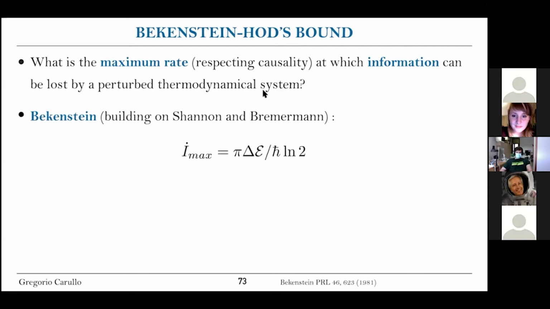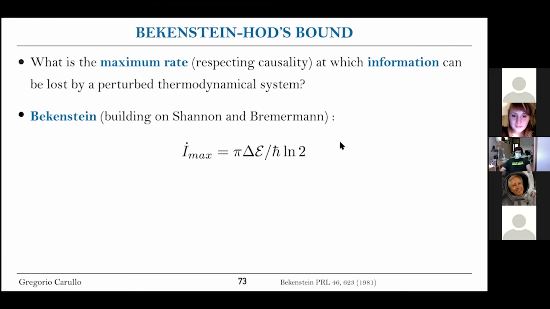And the result for a generic thermodynamical system was derived by Bekenstein in 1981, where he derived that the maximum average rate of information is essentially proportional only to this delta epsilon, which is the energy of the signal in the receiver's frame. So it's just proportional to the energy of the signal times some numerical constants.